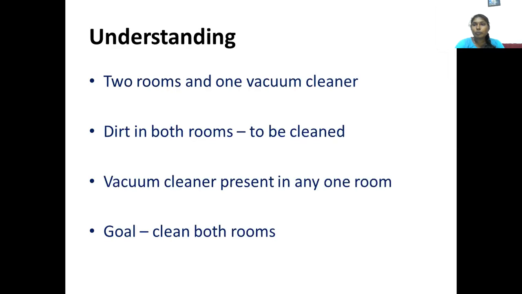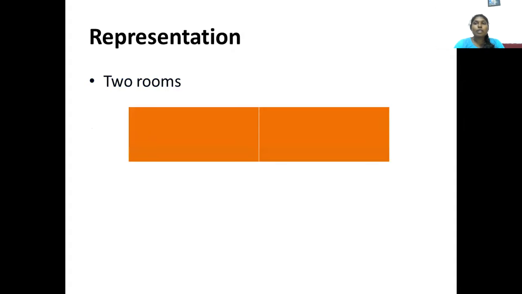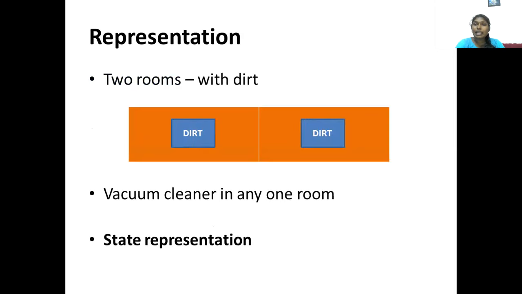So this is the understanding of the problem, and from this understanding we are going to find a representation for the problem. So in the representation, we have 2 rooms and both rooms have dirt in them, and the vacuum cleaner will be in any one room. This kind of representation is called a state representation. A state looks like the entire analysis of the environment at a time: 2 rooms with dirt and 1 room having the vacuum cleaner. Here the vacuum cleaner is our agent, the one which performs some operations.